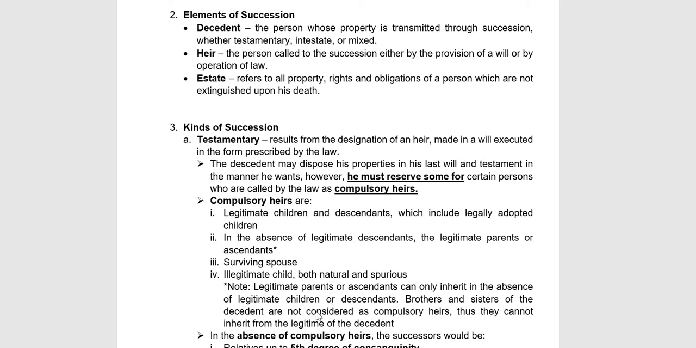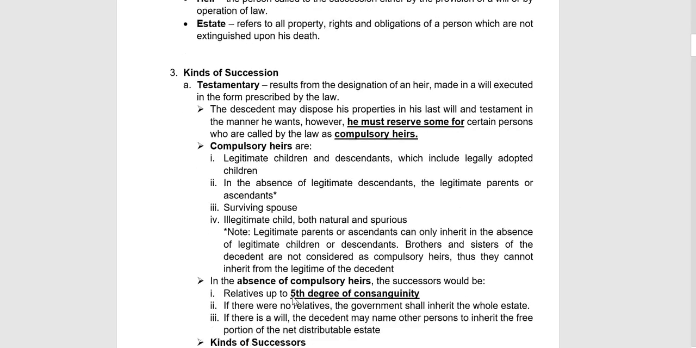So, again, note that legitimate parents only have a share in the legitime, or they can only inherit, no, if there are no legitimate children and descendants. Okay? So, in the absence of compulsory heirs, the successors would be relatives of the fifth degree of consanguinity. No? If there were no relatives, the government shall inherit the whole estate. If there is a will, the decedent may name other persons to inherit the free portion of the net distributable estate. That's it.